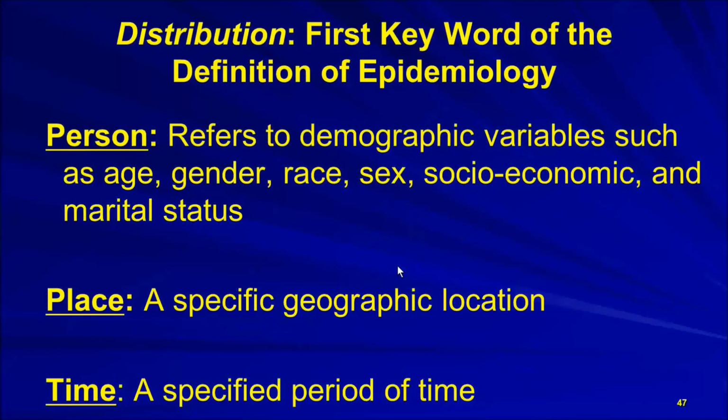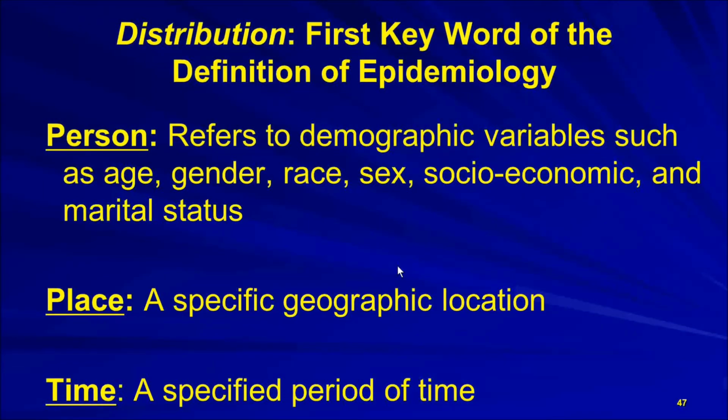Now, you notice that the first term in the definition that we focused on was distribution of disease. So these terms have to do with looking at distribution of disease. And the majority of terms that we're going to focus on in the first few slides are going to have to do with that primary term coming out of that classic definition of epidemiology that has to do with distribution.